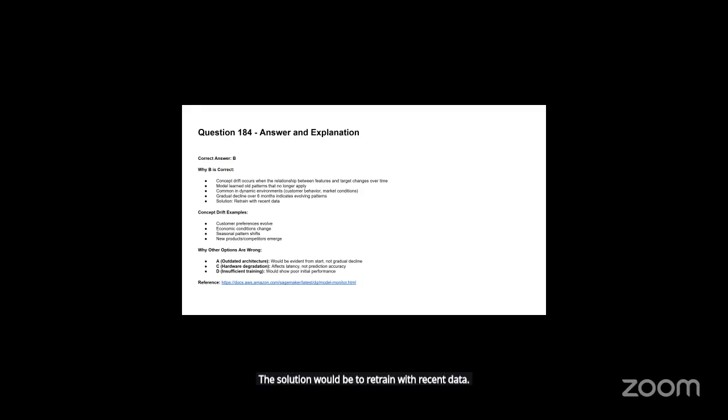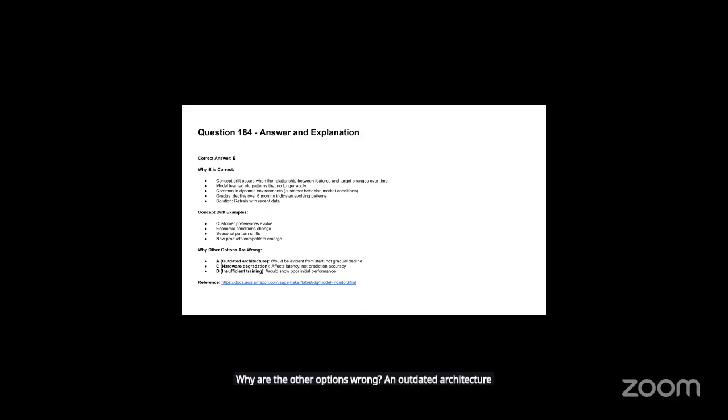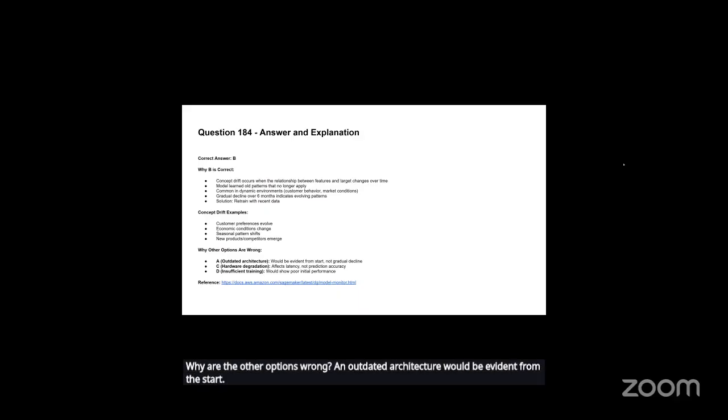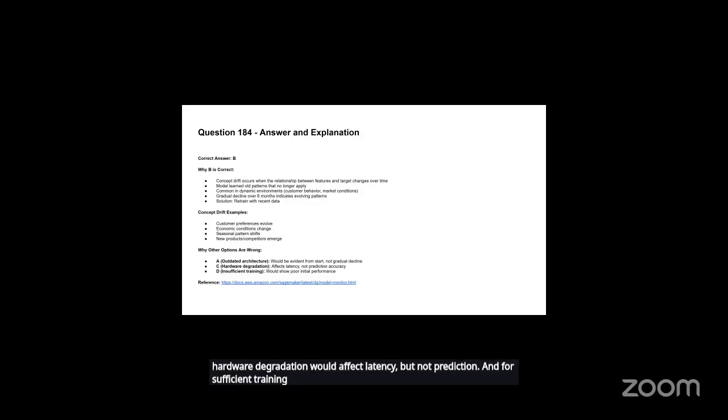So what are some drift examples? Let's say customer preferences evolve, economic conditions change, seasonal patterns shift, new products or competitors emerge. Why are the other options wrong? An outdated architecture would be evident from the start. Hardware degradation would affect latency, but not prediction. Insufficient training would show poor performance from the start.